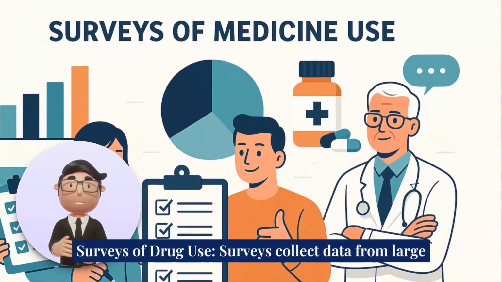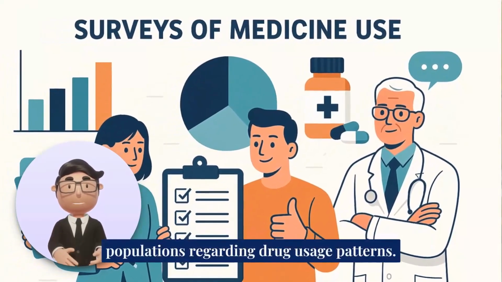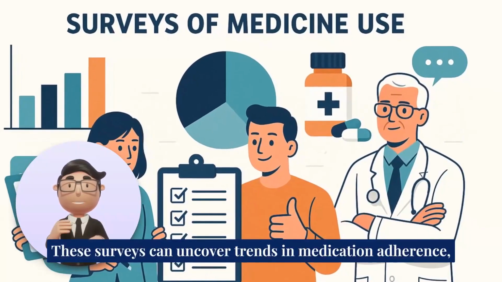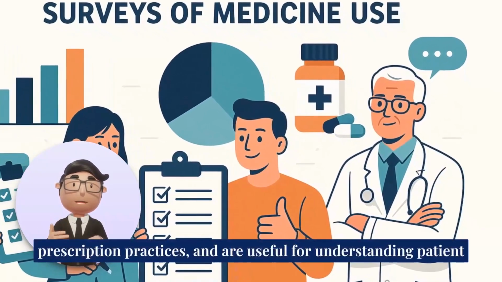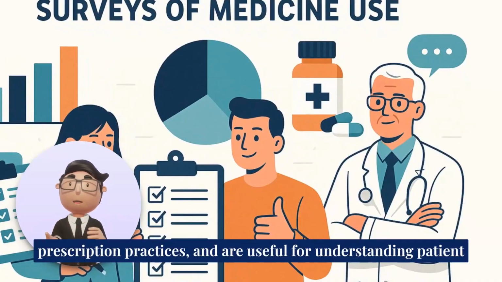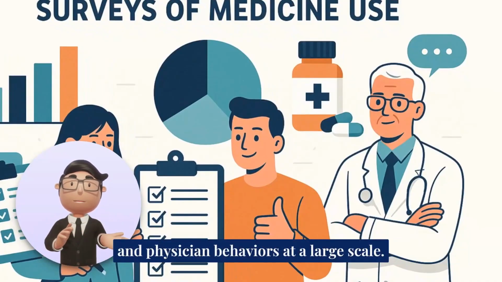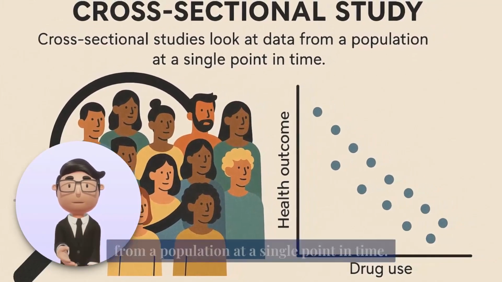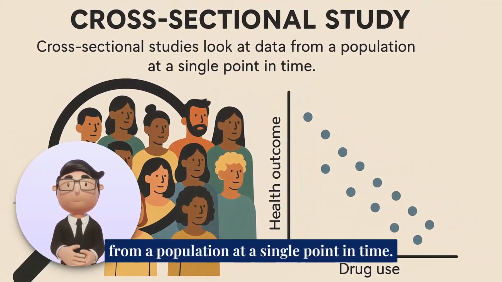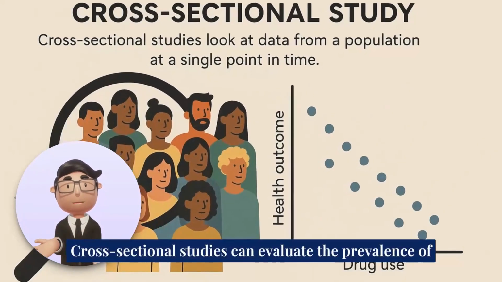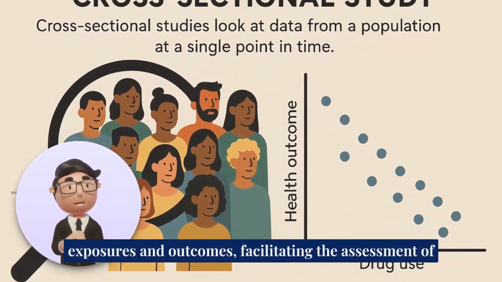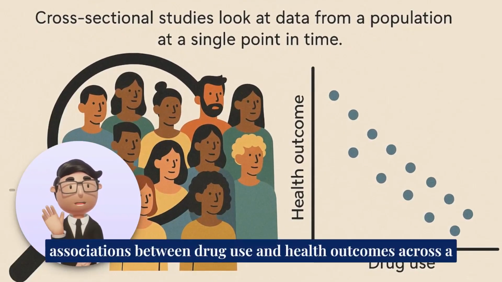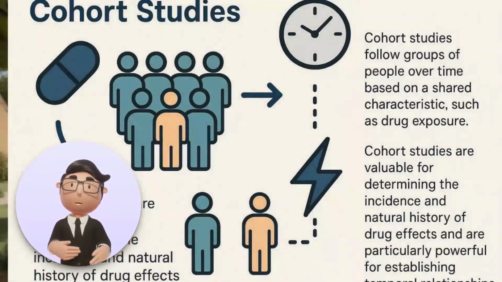Surveys of drug use. Surveys collect data from large populations regarding drug usage patterns. These surveys can uncover trends in medication adherence, prescription practices, and are useful for understanding patient and physician behaviors at a large scale. Cross-sectional studies. Cross-sectional studies look at data from a population at a single point in time. Cross-sectional studies can evaluate the prevalence of exposures and outcomes, facilitating the assessment of associations between drug use and health outcomes across a population.